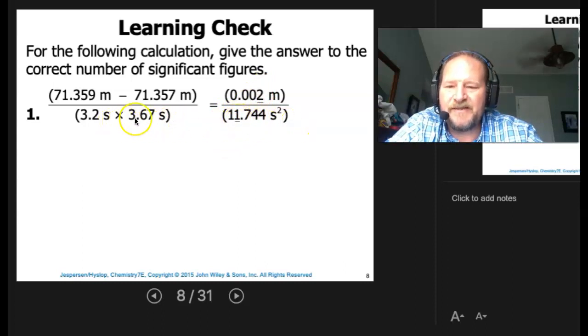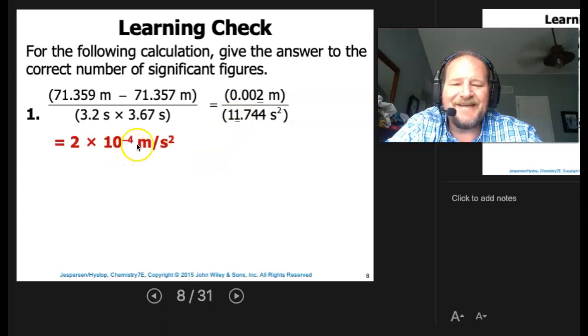Because we're multiplying this by that, so we'll get 11. That means we're going to take the 0.002, 1 sig fig, divided by 2 sig figs, and so our final answer is going to be 2 times 10 to the negative 4 meters per second squared. Right, so here are the meters carried through. Here we see we multiply the seconds, we got seconds squared. Our unit becomes meters per second squared.